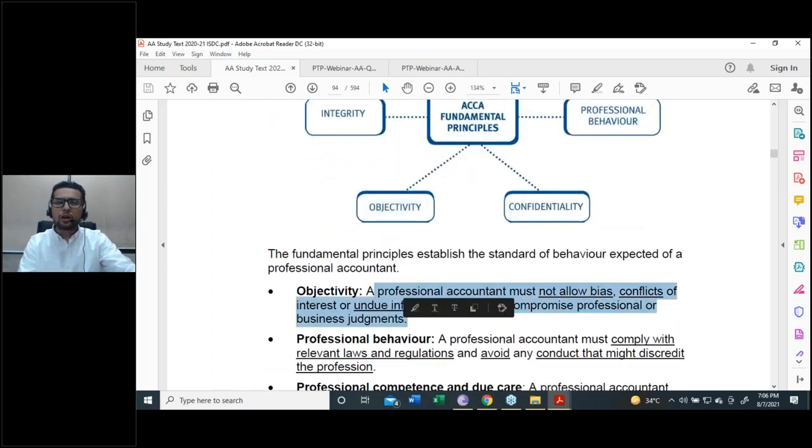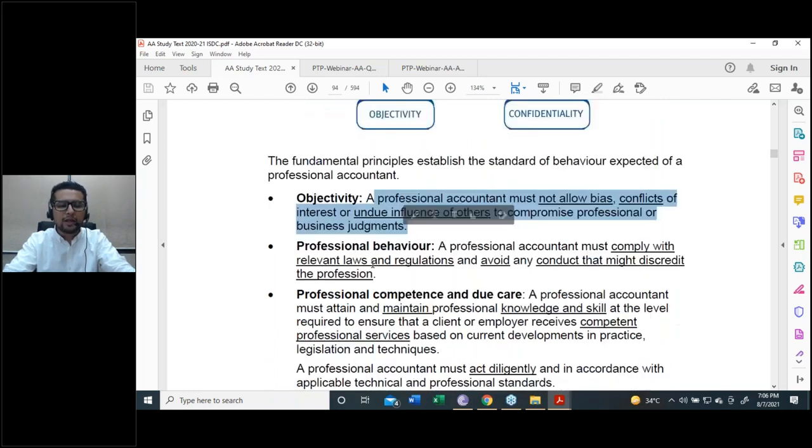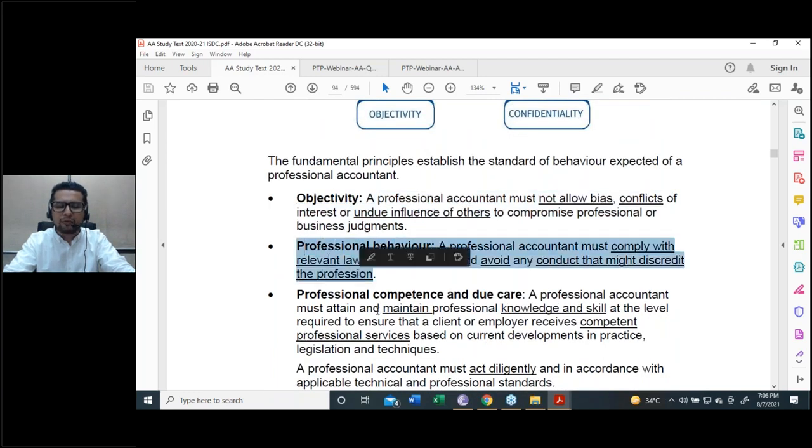So ICOP square. The third element is called O for objectivity. Objectivity means you are not going to be in favor of the client, and you are not going to be against the client. So you got to remain unbiased. You got to remain neutral. That's called objectivity.